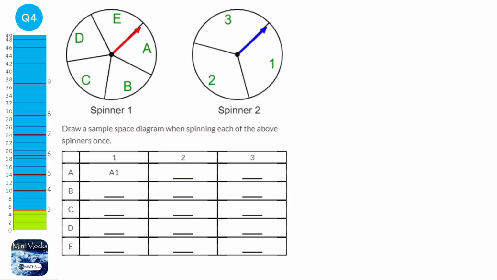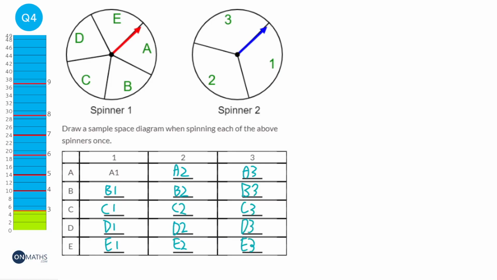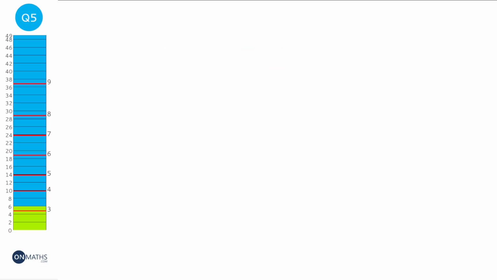A sample space diagram is basically a diagram that shows all the outcomes. And we've got the outcomes from spinner 2 at the top, so either 1, 2, or 3. And we've got the outcomes from spinner 1 down the side, so A, B, C, D, or E. And we're just writing down all the combinations. So this will be A2, A3, and then this will be B1, C1, D1, E1, and this will be B2, C2, D2, E2, and this will be B3, C3, D3, and E3. And this represents all the possible outcomes you can get from both spinners.